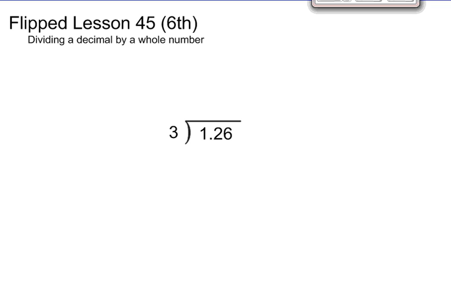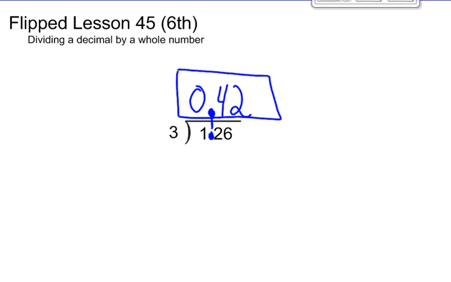As we look at the dividend within a problem, when it comes to a decimal number in a division problem, the general rule of thumb that we're going to start with is once our place values have been determined, we're going to take our decimal and bring it straight up. From here, we're going to divide, just like we normally divide. So we're going to go 3 into 1, which is 0, 3 into 12, which is 4, and 3 into 6, which is 2, for a final answer of 0 and 42 hundredths.